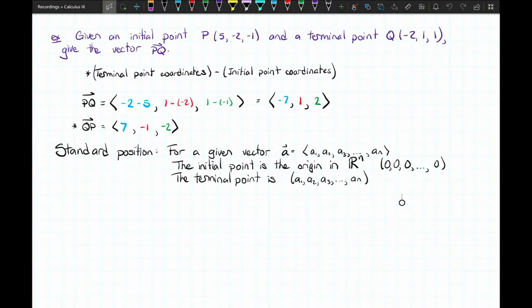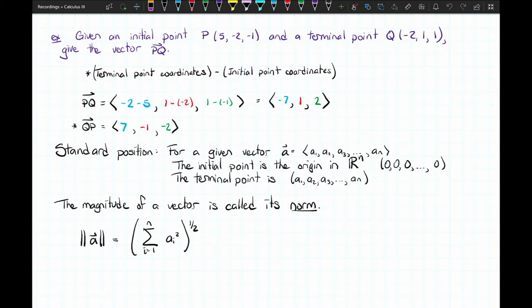Now, that will give us a great way to find the magnitude of any vector. We just calculate basically the distance between the origin and that terminal point. Now, we have a special term for this. We say that the magnitude of a vector is called its norm. The notation for this is, when we have a vector, let's say A, then we put A in double vertical bars, kind of like having a doubled up absolute value. And it is simply the sum from i equals 1 to n of each component squared. And then we take that sum and we square root it. This is exactly the same as finding the distance between the origin and the terminal point of the vector in standard position.